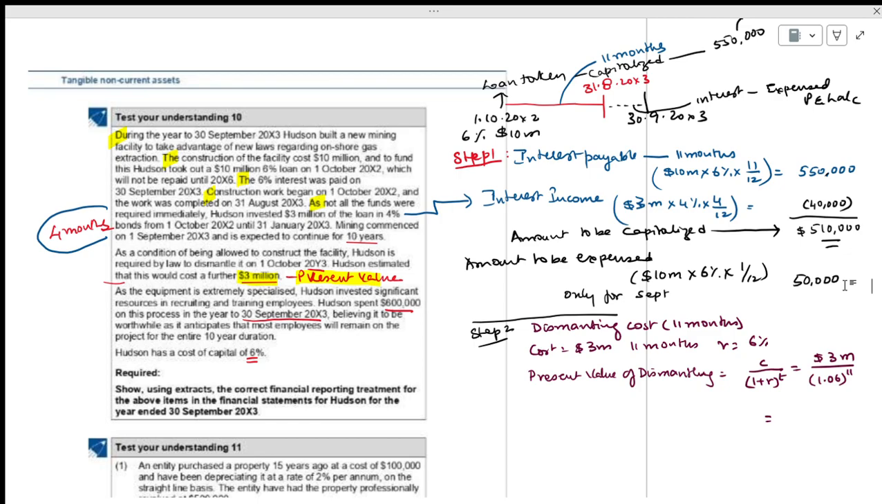Yeah, tell me. 2.99. Because this interest rate is for 1 year, you should divide it by 12 months. No, 1 minute, 1 minute.